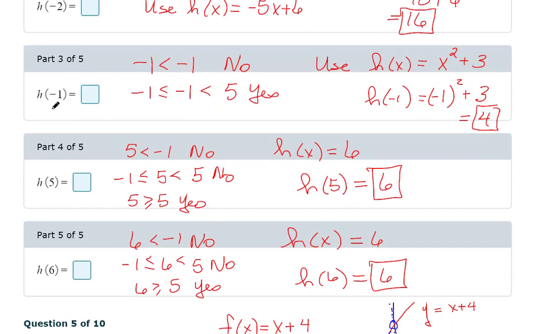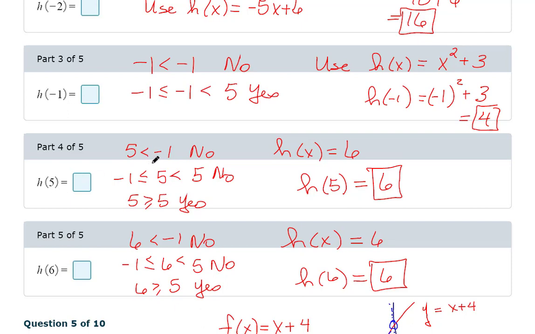Let's see, minus 1. Is minus 1 less than itself? No. Is minus 1 greater than or equal to itself? Yes. Therefore, we use the second rule. Minus 1 squared is 1, plus 3 is 4. So again, it's all about looking at the input, seeing which input category we are in. That gives us a rule.